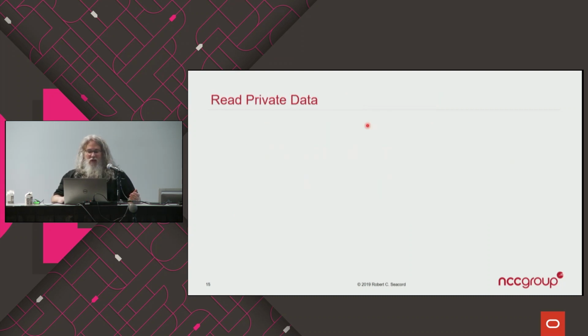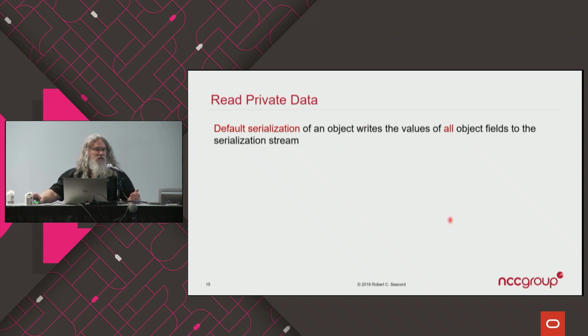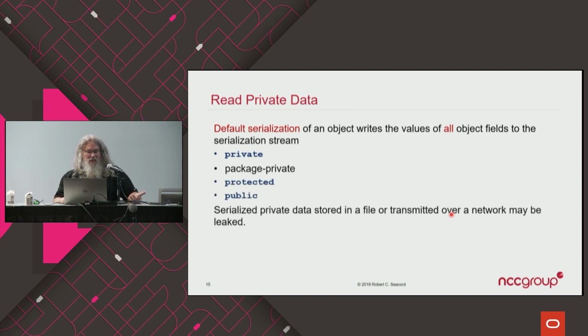So default serialization of an object writes the values of all object fields to the serialization stream. And right away, you can see why that might be an issue for security. It writes out all the private fields, package private, protected, and public.